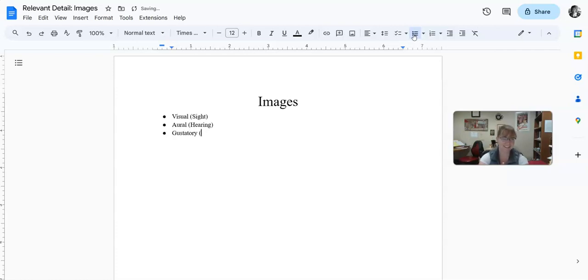That's such a great word, isn't it? Gustatory is taste. So if we are eating something, or if we're in a situation where there's a really strong smell. Have you ever been in a place where a smell is so thick that you can taste it?